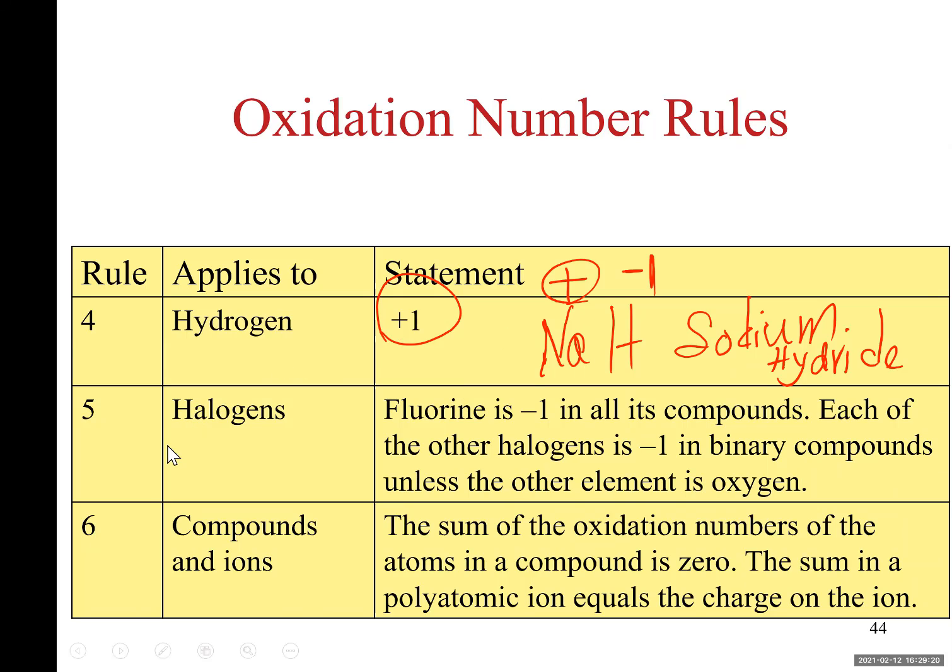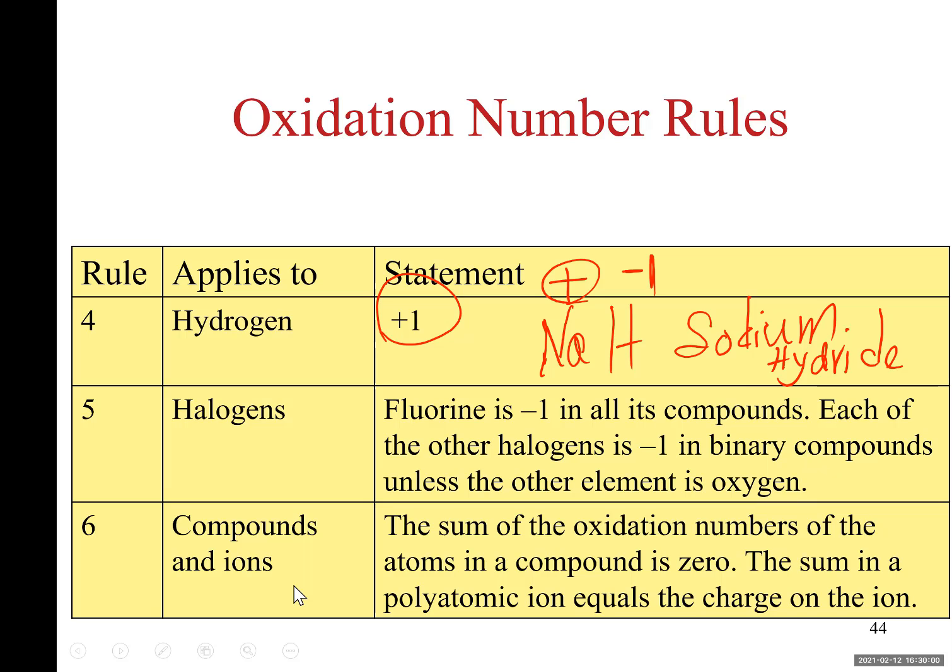And then rule number 5 says fluorine, which belongs to group 7, has a charge of -1. Now, other halogens in a binary compound have a charge of -1. There is an exception. The exception is when there is oxygen, then the charge of the halogen like chloride or iodide cannot be -1. We have to calculate that based on the oxidation number of other atoms.